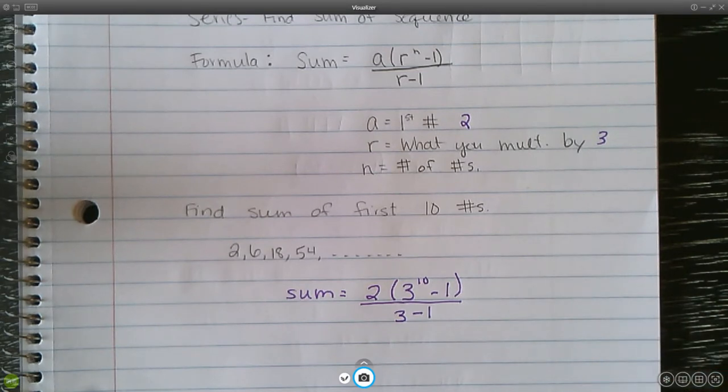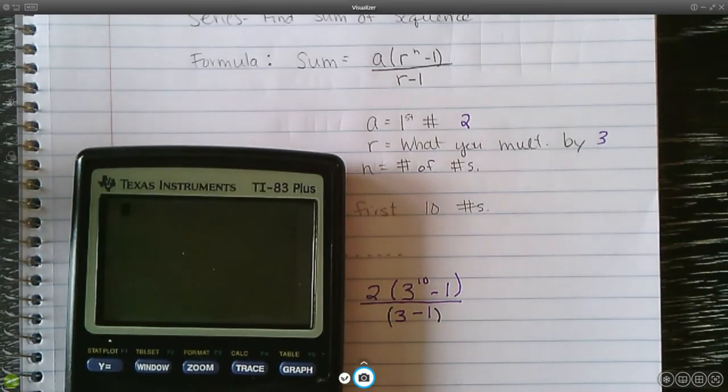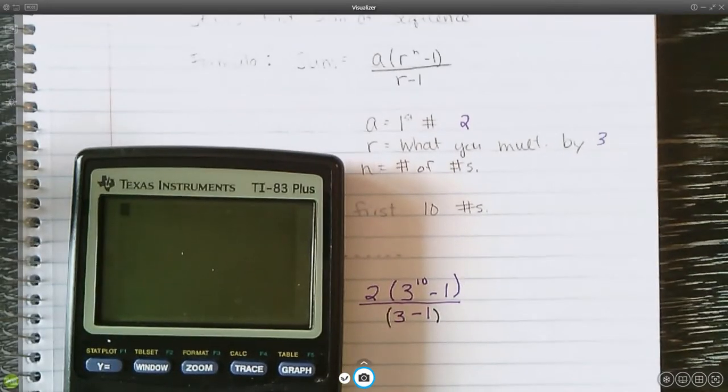Okay, so then you put that into your calculator. If you want to type it in like this, make sure you put parentheses around the bottom. So I will go ahead and show you. So you can type in 2, parentheses, 3 to the power of 10 minus 1, and parentheses divided by parentheses 3 minus 1, or you could just put 2 if you wanted, and you get 59,048.